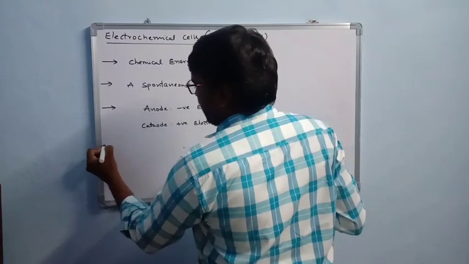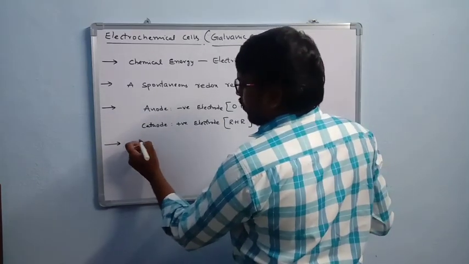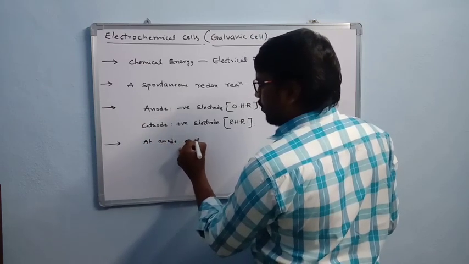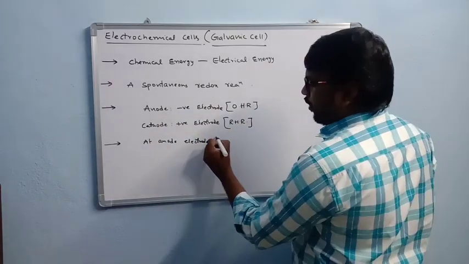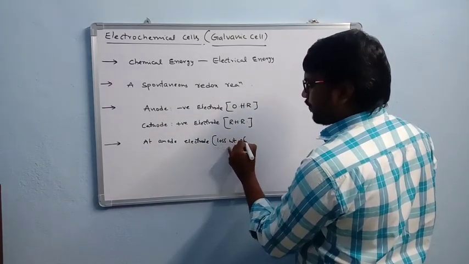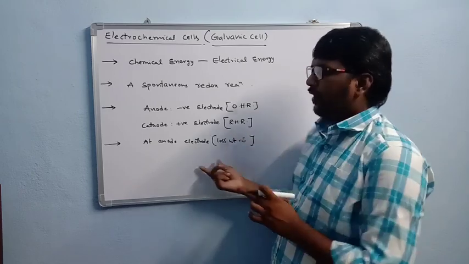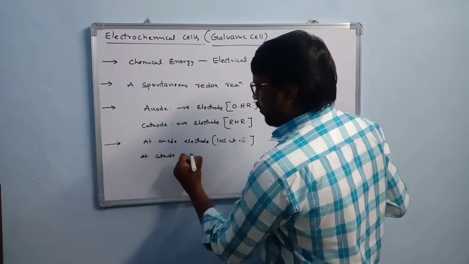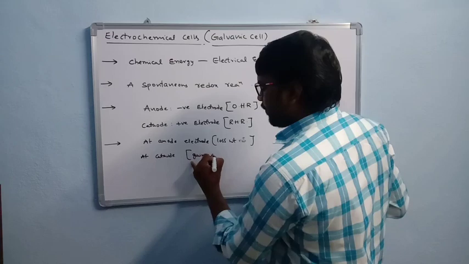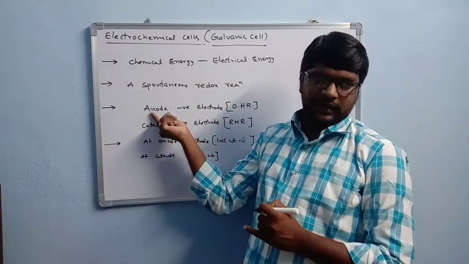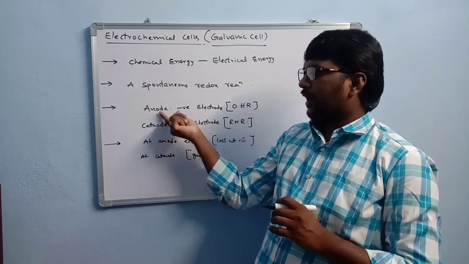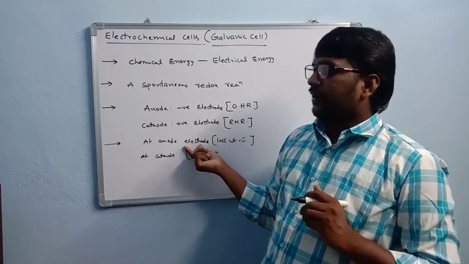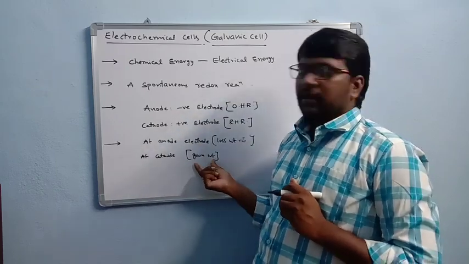And in these cells, at the anode electrode, loss of weight takes place, and at the cathode, gain of weight takes place. Because at the anode electrons are released, due to the release of those electrons the anode loses some weight, and those electrons are gained by the cathode. That's why at the cathode weight is gained.